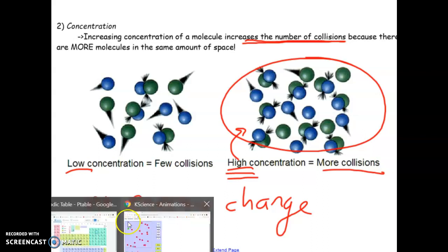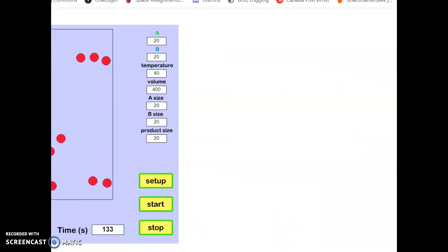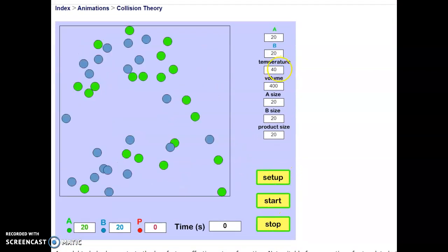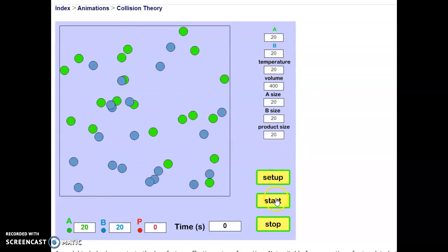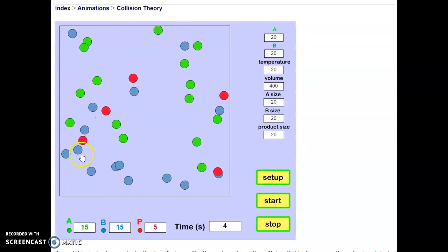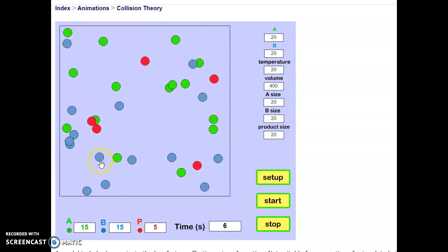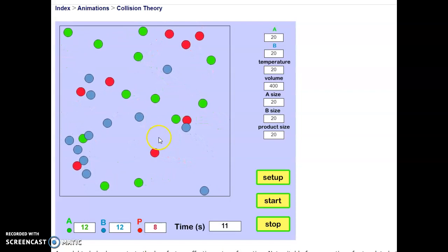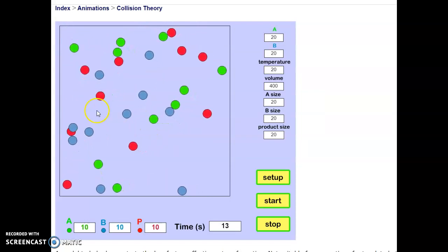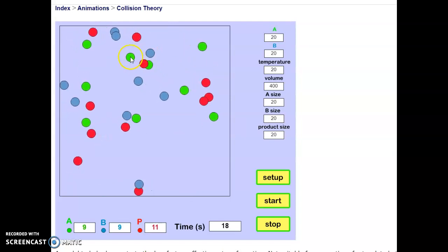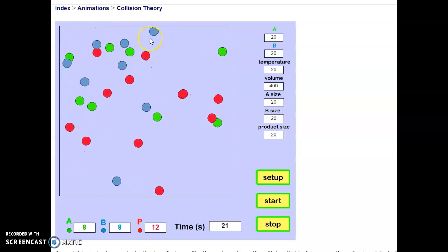So let's take a look at our simulator again. Still have it going from before. So we'll stop this, set this up, and I'm going to go back to the temperature we originally had, so you can compare it. So we'll look at this again. Notice you won't always have your particles colliding and making red. Let's see if we can zoom in on some here. Oh, there was one. So that green and blue collided, but it did not make red.